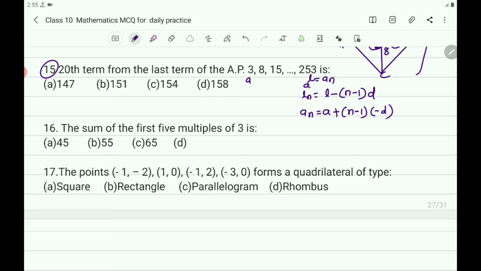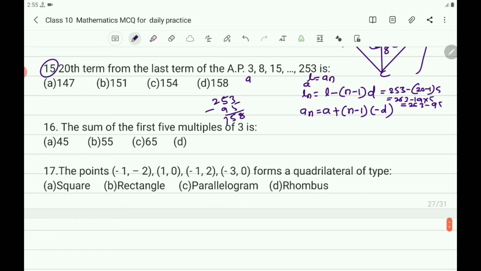You can use any formula. If you take this is L, then it becomes what? L is 253 minus n minus 1, which term we have to find out? 20th term from the last term, so 20 minus 1, d is the same, 8 minus 3, 5. Then it becomes 253 minus 19 into 5. 19 into 5 is 95. So 253 minus 95, that you will get 158.